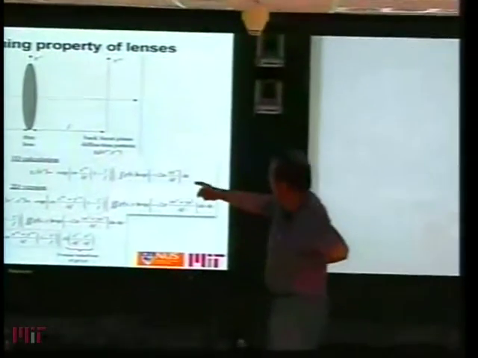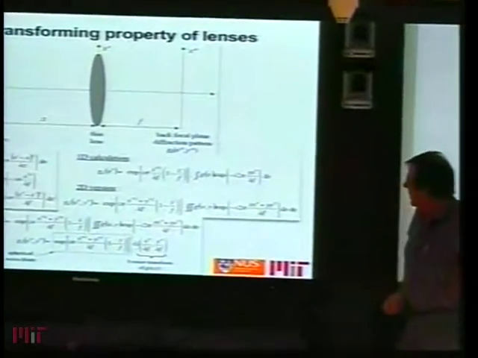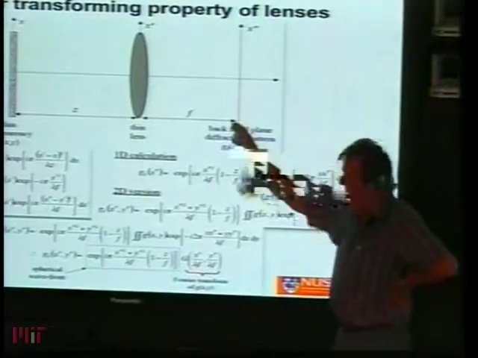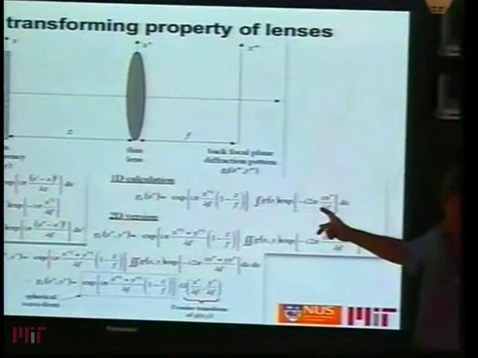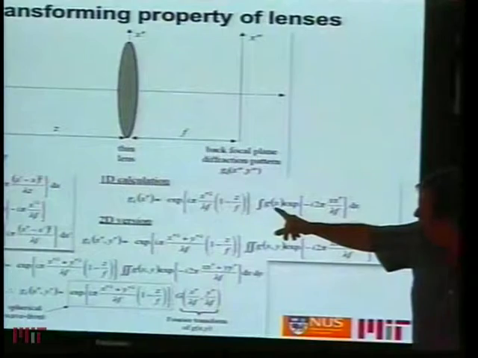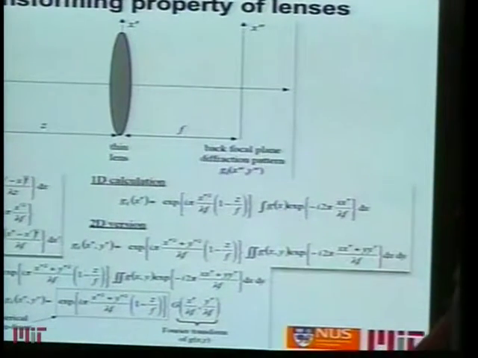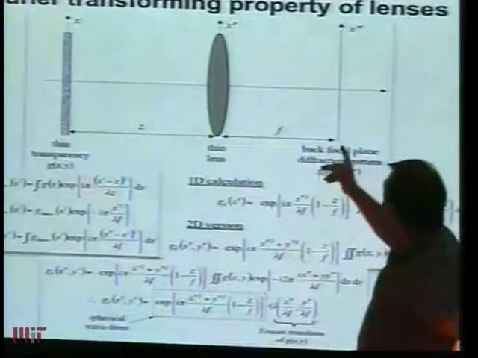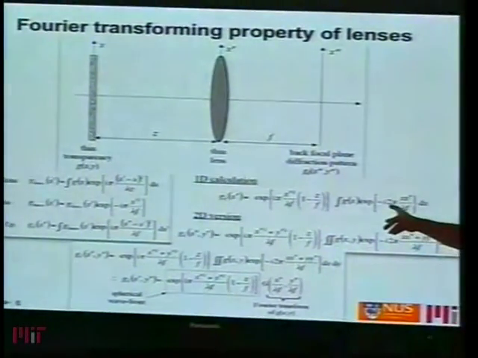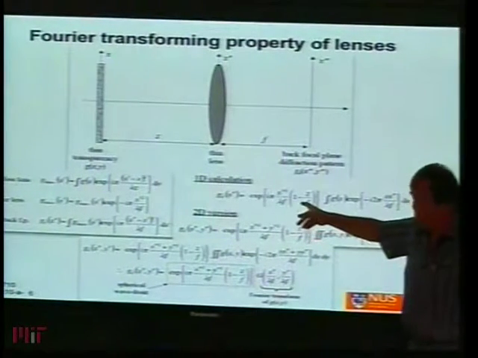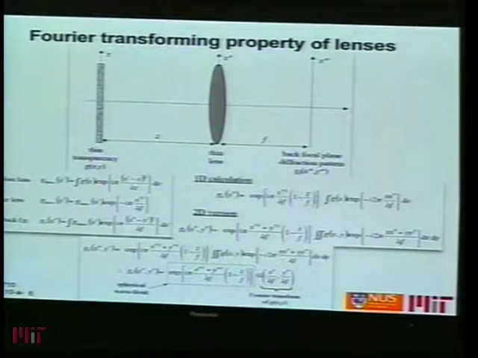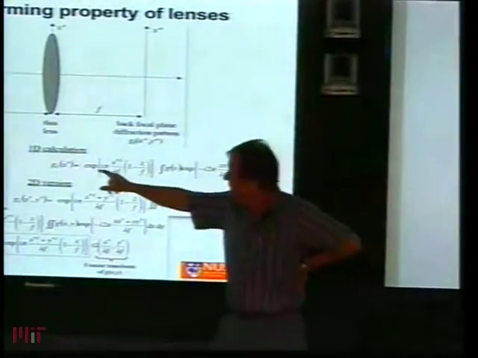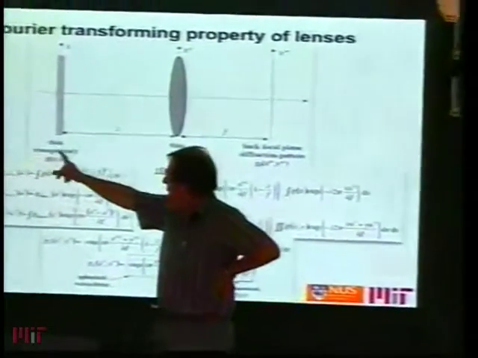This was the answer. What you find is that what you get in this plane here is actually the Fourier transform of the thin transparency, right? So g of x is this transparency here. You get the Fourier transform of that, multiplied by a parabolic phase factor, which depends on the position of the transparency.